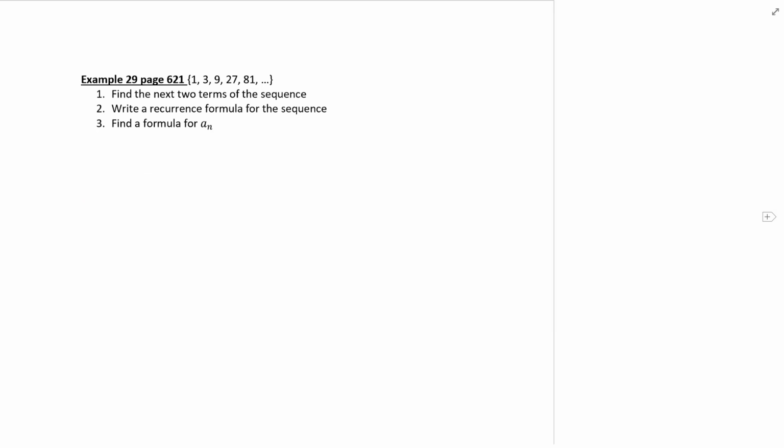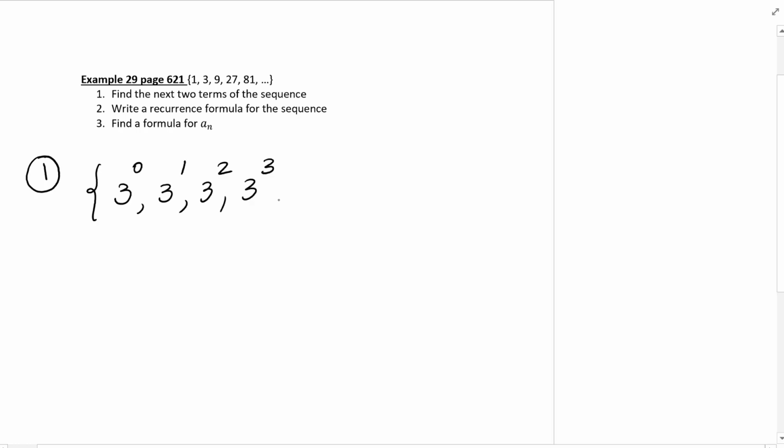Let's see another problem. The problem has a sequence 1, 3, 9, 27, 81, and the first thing they want us to do is find the next two terms. Every time we have a sequence, the best thing is to try to find the pattern. I noticed that these look like powers of 3, so we would have 3 to 0, 3 to 1, 3 to 2, 3 to 3, and 3 to 4. These are the ones that are given.